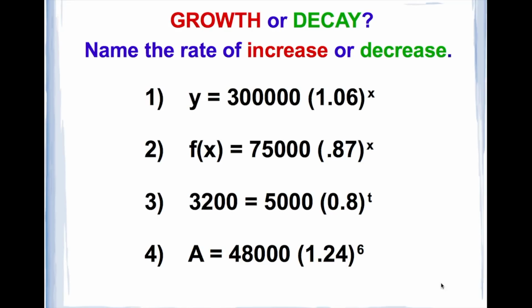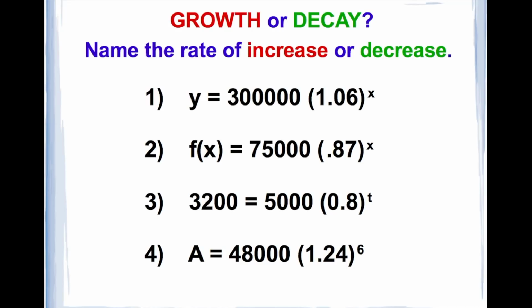Here's some practice for you. Growth or decay, name the rate of increase or decrease. You could also name the growth factor or decay factor. Number 1 is y equals 300,000 times quantity 1.06, all raised to the x power.